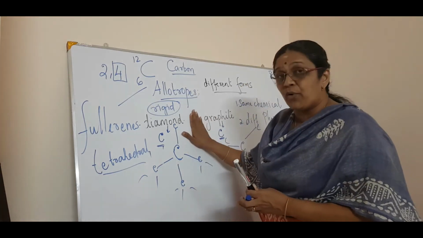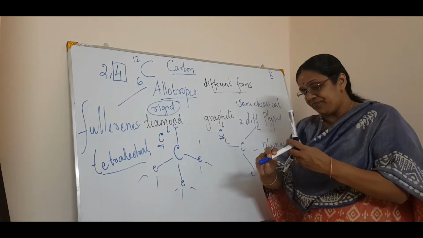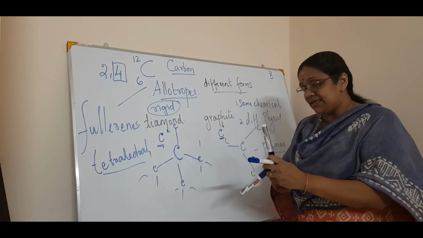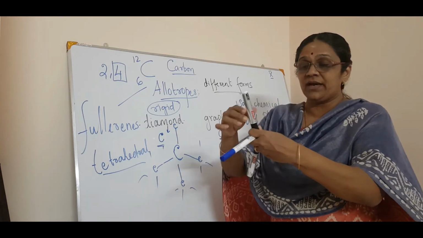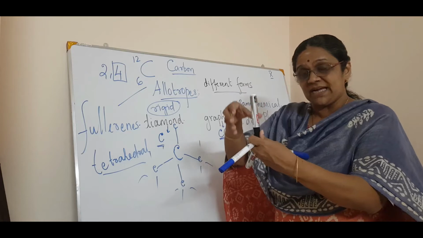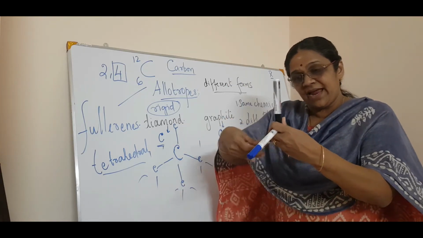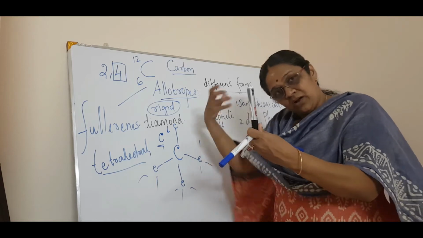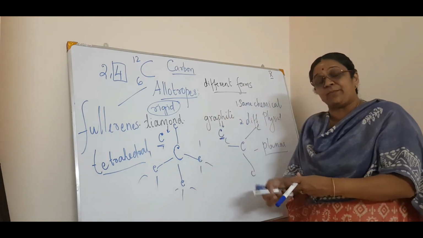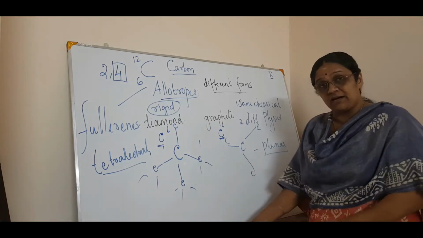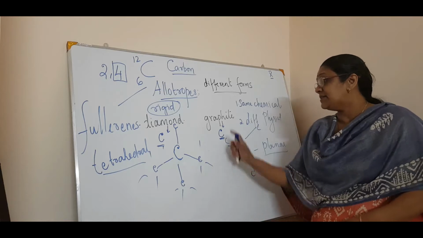You cannot draw it on a board, because one bond will be like this. This is the structure of a diamond. For one carbon atom, 3 bonds will be in one plane and the 4th one will be out of the plane. So that is the tetrahedral structure, and you can't draw it in an XY plane. Whereas a planar structure you can draw in an XY plane. So this is the graphite structure.